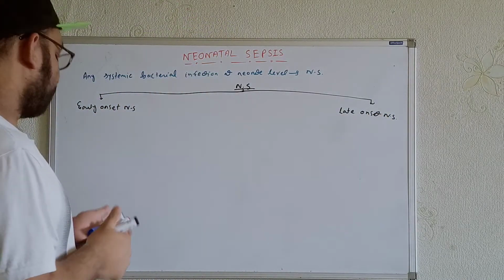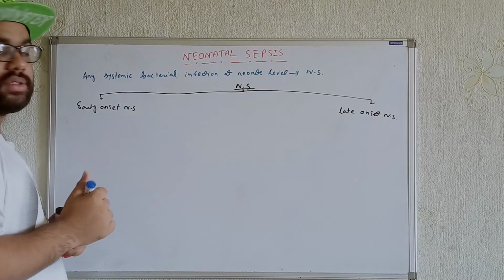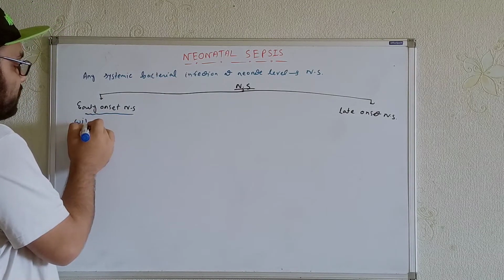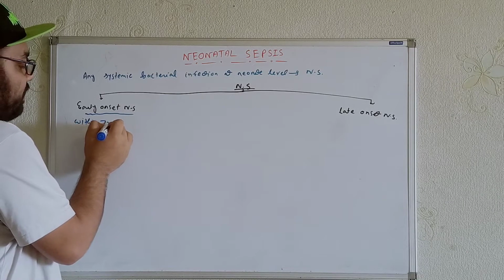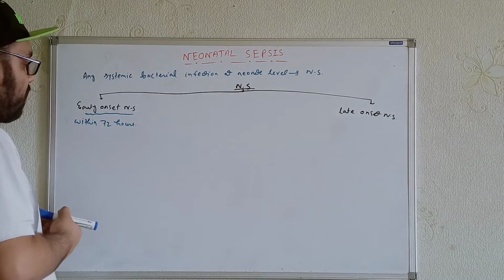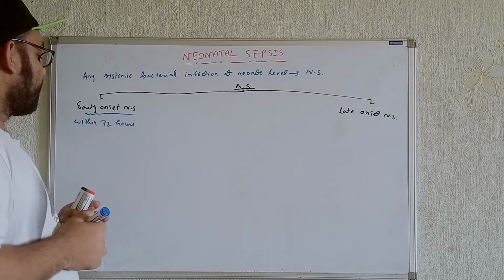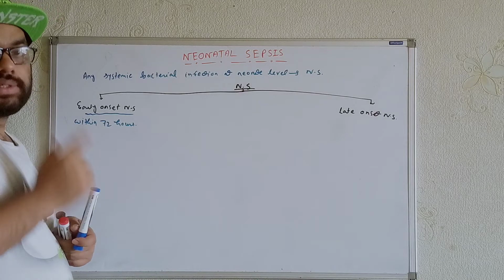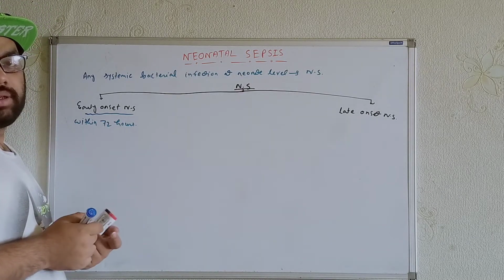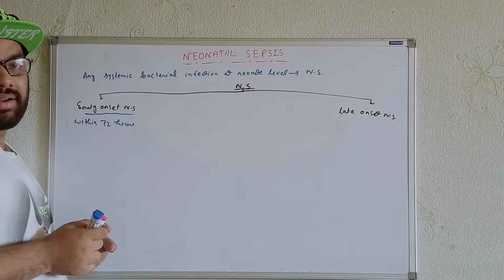Now try to understand from here. Early means we get the infection first, and this type of early onset neonatal sepsis we get within 72 hours after delivery, within the newborn. So in these cases, what is the source of the organisms? Within the 72 hours, the organisms are supposed to be from the maternal genital tract.